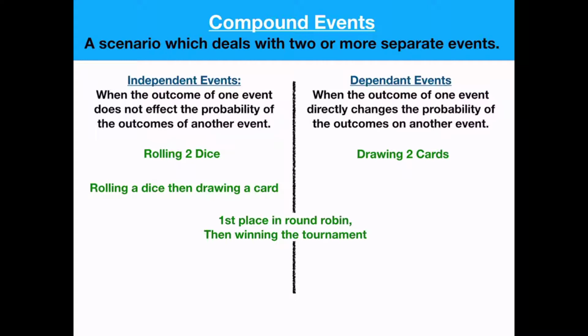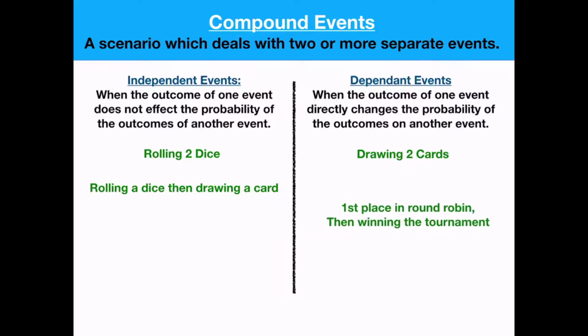So if I want to draw an ace on that second card, well, that probability is going to be dependent on if I drew an ace the first card or not, right? Are there 3 aces in the deck or are there 4 aces in the deck now? That matters. Next one, placing first in round robin, then winning a tournament, that's also dependent. If you place first in a round robin, you end up getting a better seed for the playoffs and you end up having easier games. So let's say it's a 4-team playoff, then first place plays against the last team to make it through to the playoffs, the 4th place team. So it's an easier semifinal.